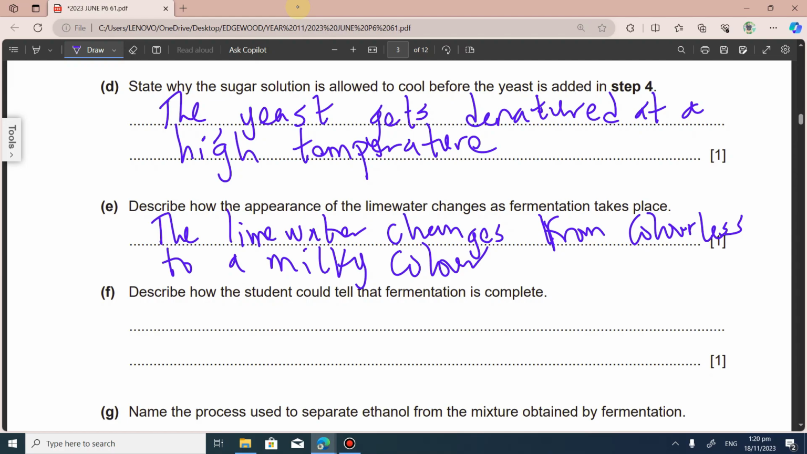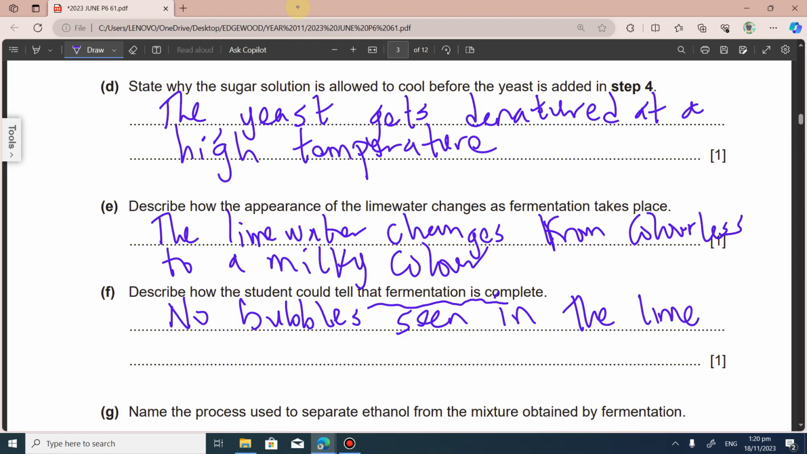Describe how the students could tell that fermentation is complete. How does the student know that carbon dioxide is no longer produced? No bubbles observed in the lime water. So what the student needs to do is to observe the lime water. If there are no longer bubbles seen in the lime water, that means the reaction is complete.